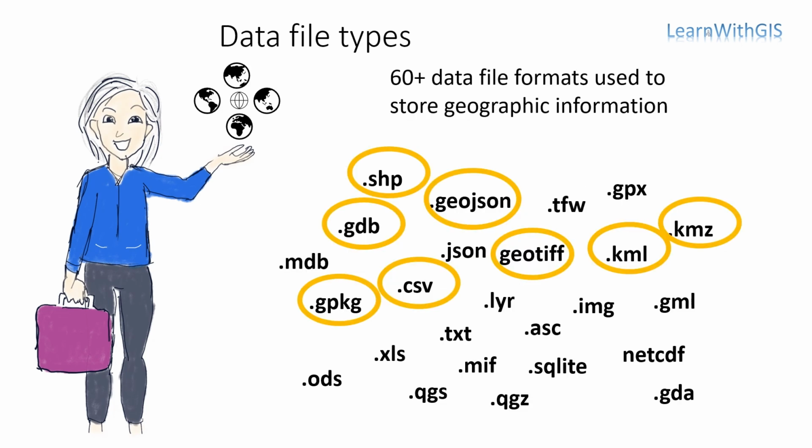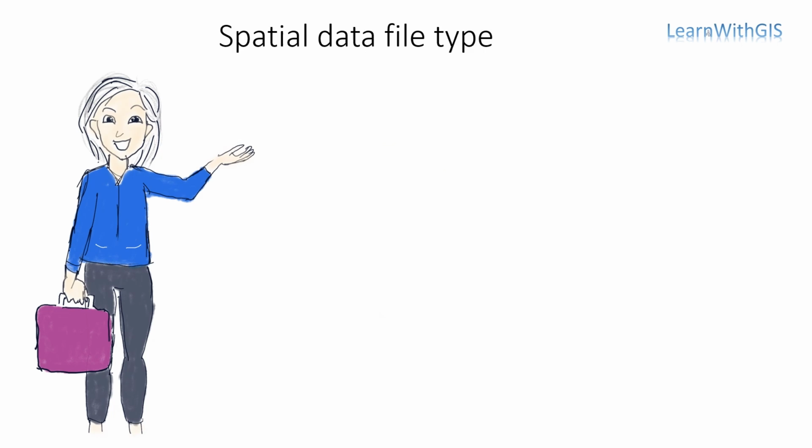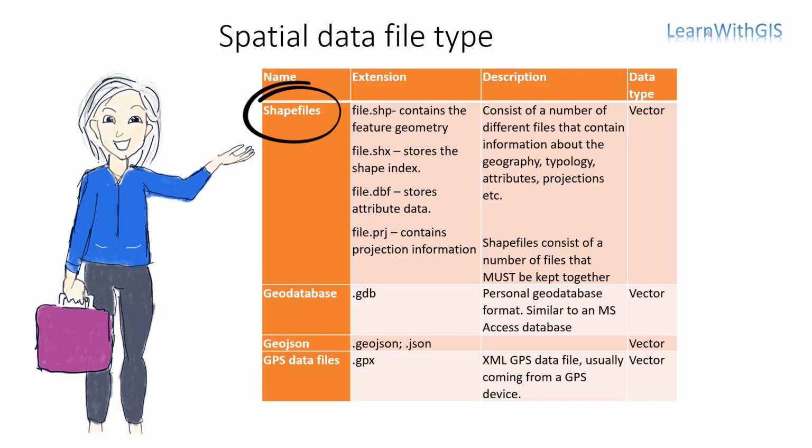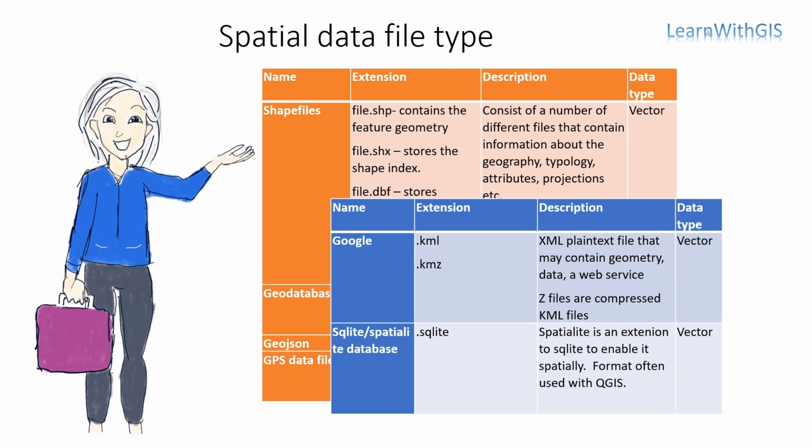GIS data is stored in a variety of file types. There are over 60 different file formats used to store geographic information. We have highlighted some of the more common formats in use. Shapefiles are being phased out but are still commonly available. Over the next few slides we have provided some additional details about the different formats so that you can become more familiar with these.